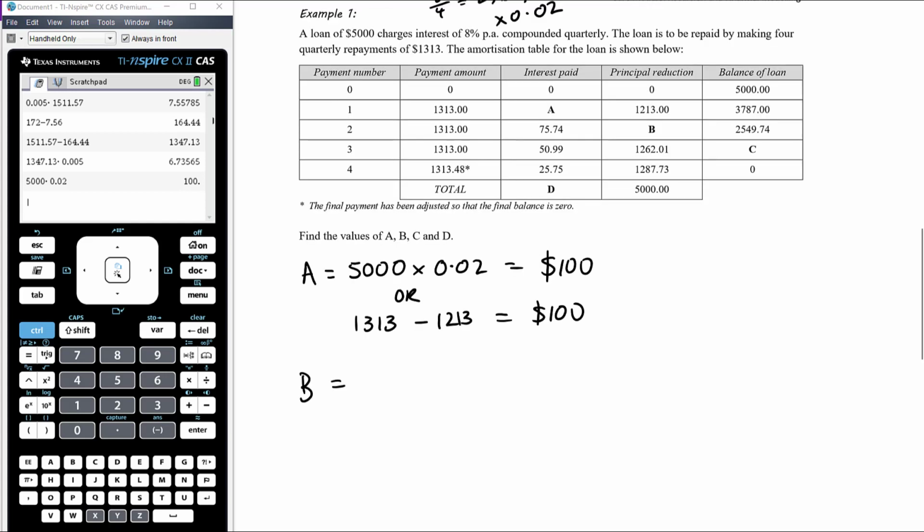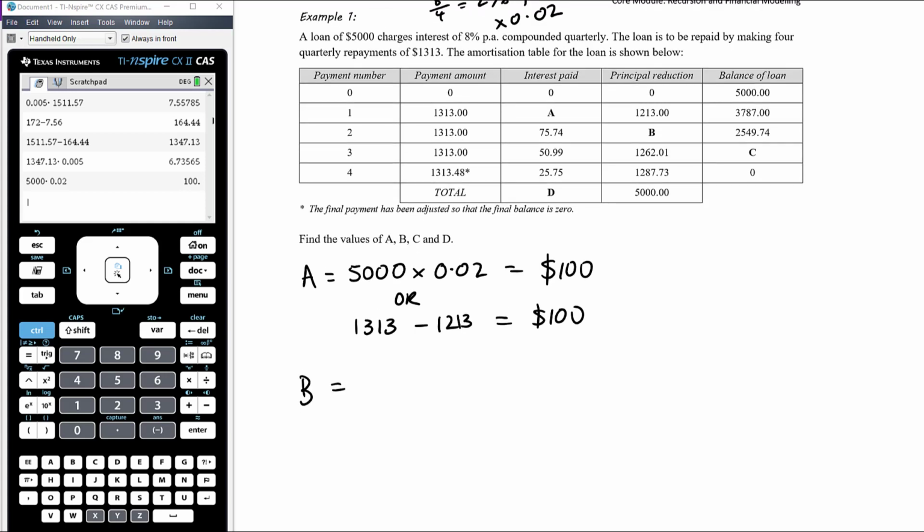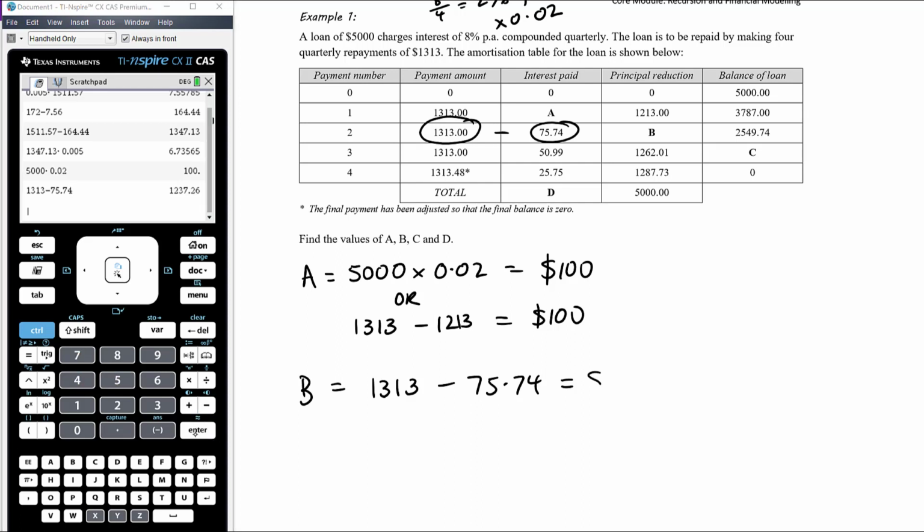So B is the principal reduction at the second payment. So we know the principal reduction is the monthly payment minus the amount of interest you need to pay in that month, and then the remainder of the payment is going to go towards reducing the principal. So B is going to be the monthly repayment minus the interest for that month, so 1313 minus $75.74, and so it should be $1,237.26.